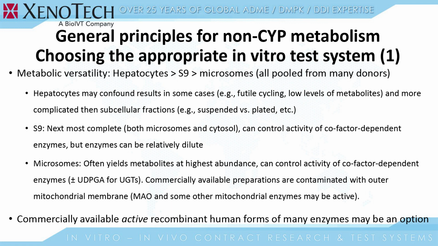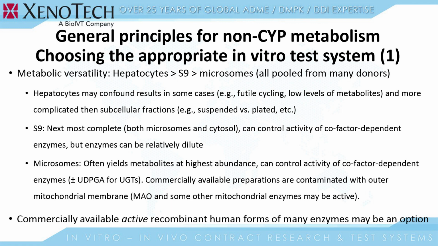So when we rank these various test systems by their metabolic versatility, as shown here, hepatocytes, as I said, are the gold standard. Hepatocytes do have the potential to confound results in certain cases, however. For example, in hepatocytes, you can have futile cycling, where you have an oxidation and then a reduction back to the parent of the drug. And this cycling can just go back and forth. So you're really not seeing the metabolites that are involved.